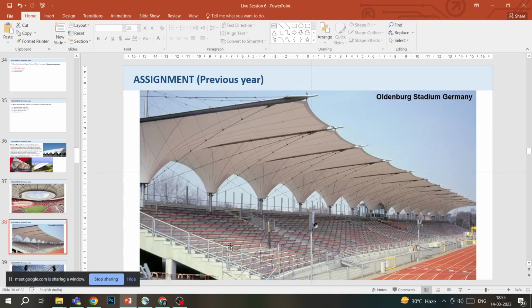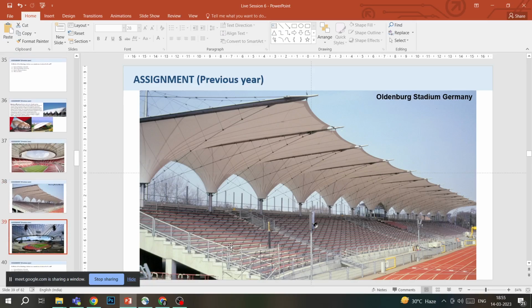Now the Oldenburg Stadium in Germany, as you can very clearly see, looks like a cone. It's very similar to Sky Song, if you remember Sky Song from the previous question. This is how the structure looks at Oldenburg Stadium, Germany.